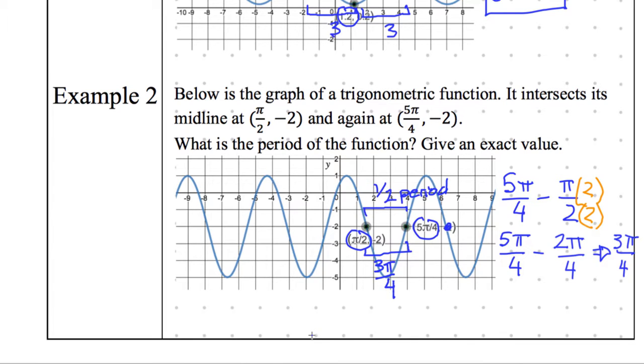There it is. And we're almost done because we went 3 pi over 4, but that's only half a period. How much more do we need to go to get to the full period? Another 3 pi over 4. So your final answer is? 6 pi over 4, which can be reduced, right? Because 6 over 4, they're both divisible by 2. So 6 over 4 reduces to? 3 pi over 2. There it is.